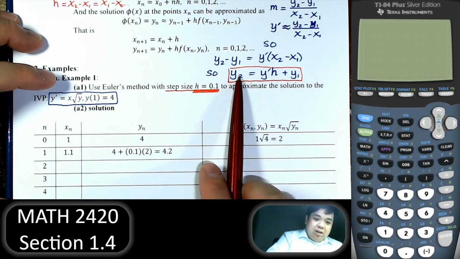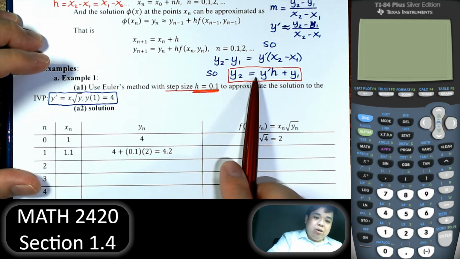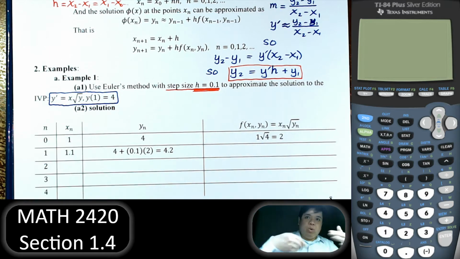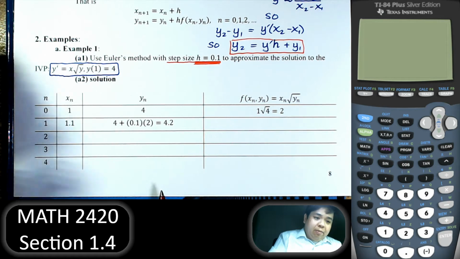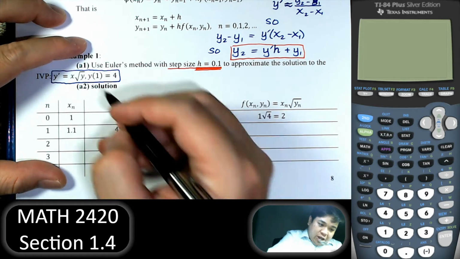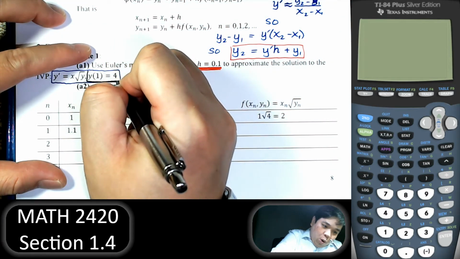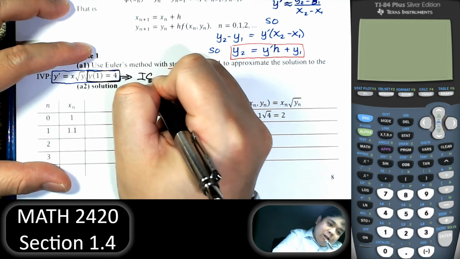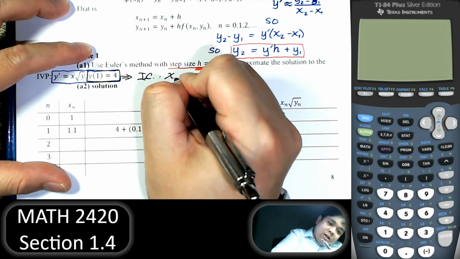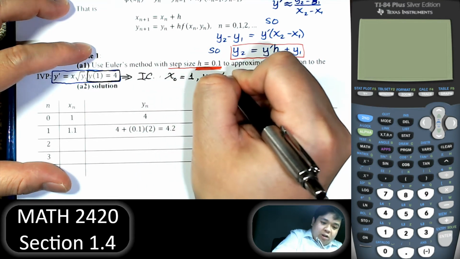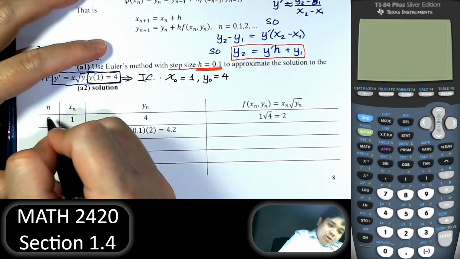Remember, the Euler method is going to be that slope times the step size plus the old y. We keep updating that. Right, so first, in the Euler method, the first is the initial value problem. We start with y of 1 equal to 4. So the initial condition, we say x naught equal to 1 and y naught equal to 4. That's the initial step.